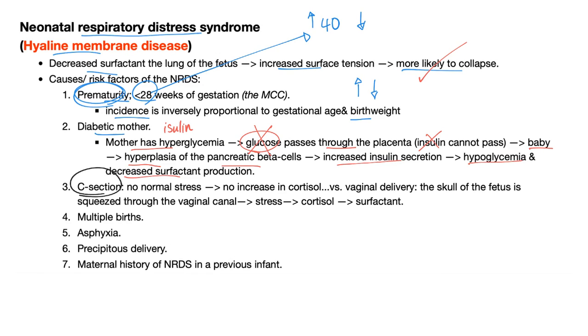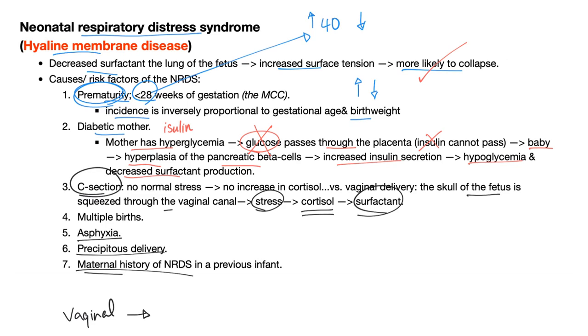Next, C-section. Why? In normal delivery, like vaginal delivery, while the baby's head is being squeezed through the vaginal canal, the skull is squeezed and there is increased stress. And the major stress hormone in your body is cortisol. When you have stress, cortisol goes up to counteract the stress. Cortisol increases surfactant production. Other causes are multiple births, asphyxia, and precipitous delivery, which results in a very rapid labor.